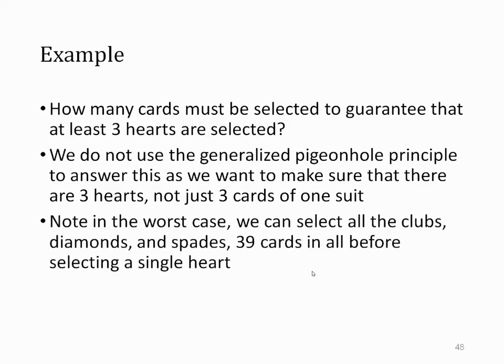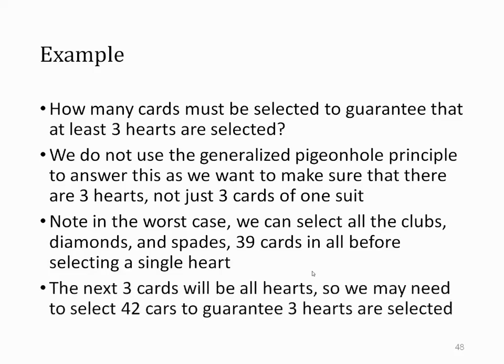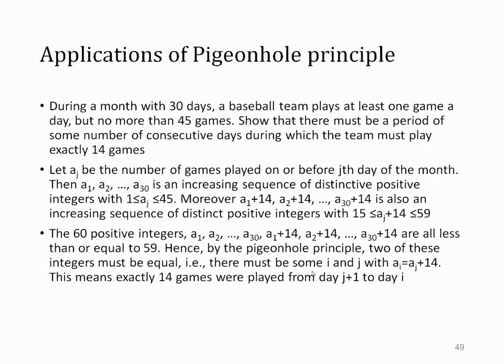Note that in the worst case, we can select all the clubs, diamonds, and spades, that is 39 cards in all before selecting a single heart. So the next 3 cards will be all hearts. So we may need to select 42 cards to guarantee 3 hearts are selected. This is just like a combination: whenever you go for distribution and selection, we are supposed to use this technique.